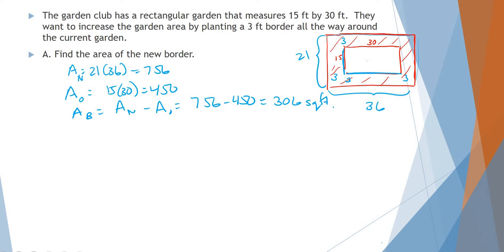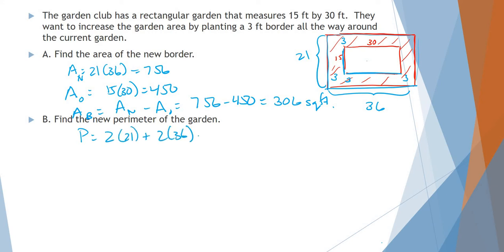Okay? Let's do another one. Find the new perimeter. This one's easier. I've got my new dimensions, 21 by 36. So perimeter is 2 times 21 plus 2 times 36. So that's going to be 42 plus 72, which gives you 114 feet.